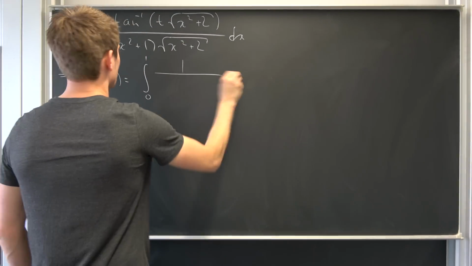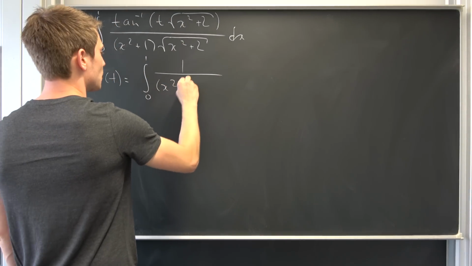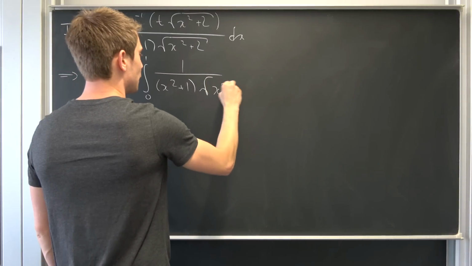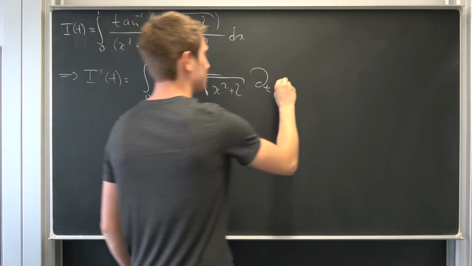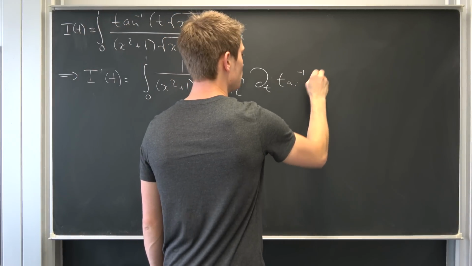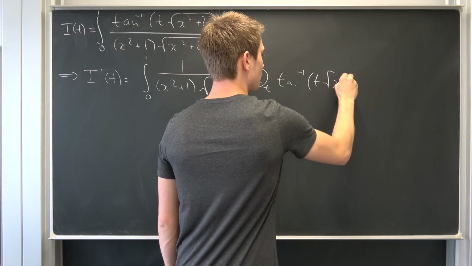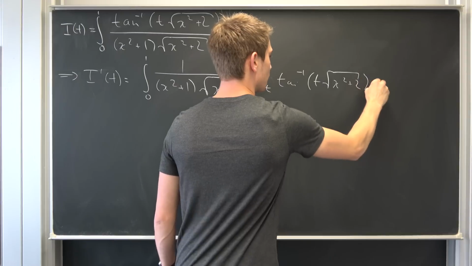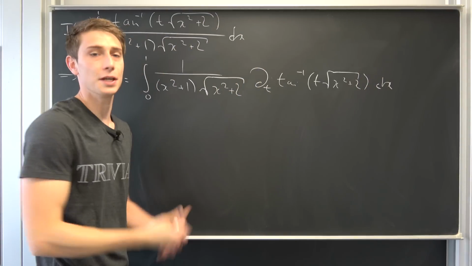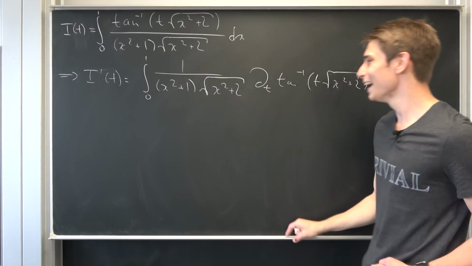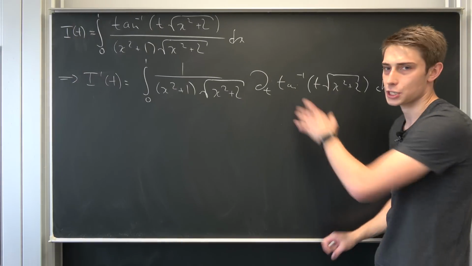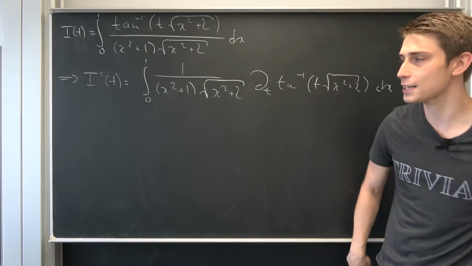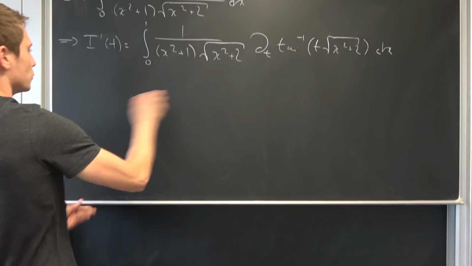So we end up with 1 over x squared plus 1 times square root of x squared plus 2, times the partial derivative with respect to t of this chunk right here, inverse tangent of t times square root of x squared plus 2, integrated with respect to x. Okay, and that's why I made this trivial video on how to differentiate this thing. I'm not going to go into further detail, I'm just going to go ahead and differentiate that.